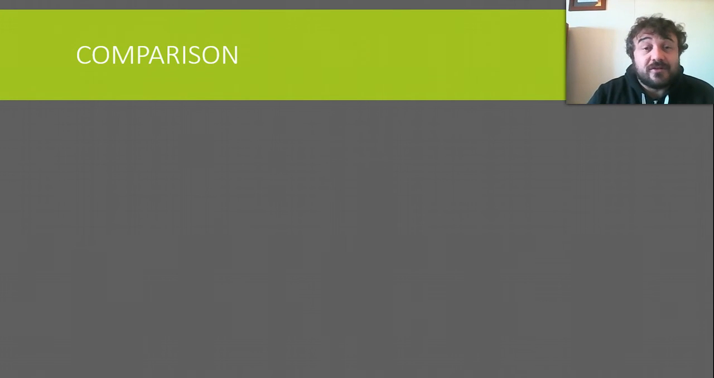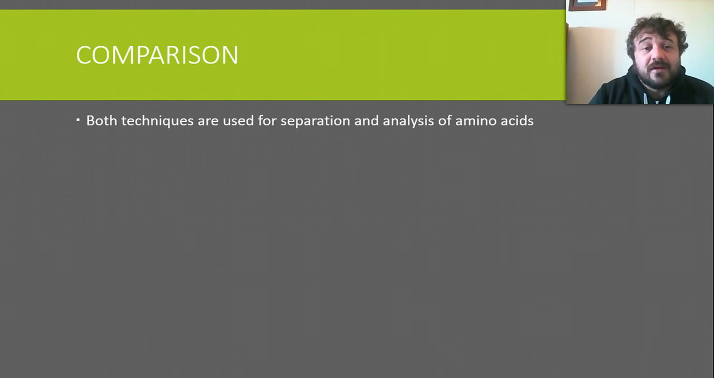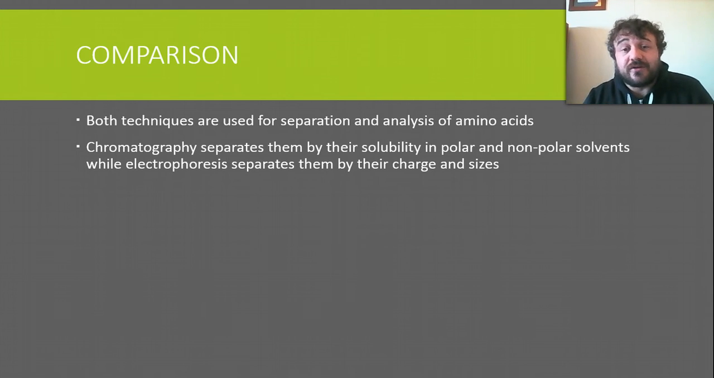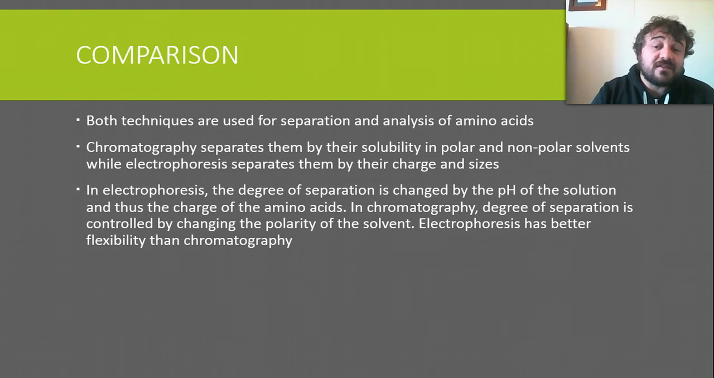So let's compare the two. You should be able to put this into a table. Both techniques are used for separation and analysis of amino acids. Chromatography separates by solubility in polar and non-polar solvents, while electrophoresis separates by their charge and size. In electrophoresis, the degree of separation is changed by the pH of the solution and thus the charge of the amino acids. In chromatography, it's controlled by changing the polarity of the solvent.